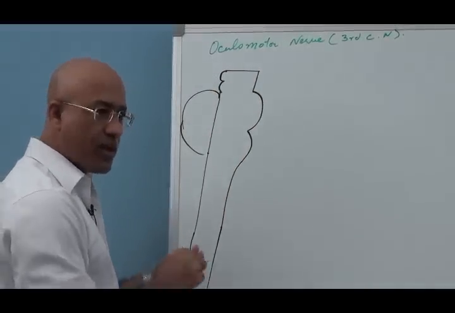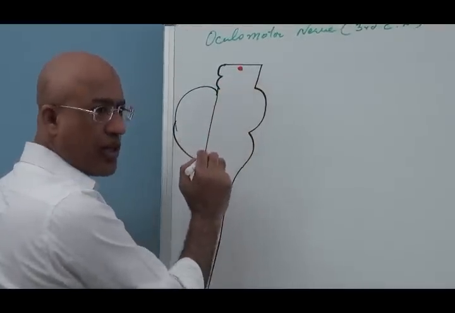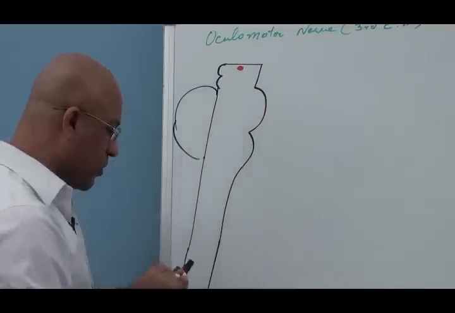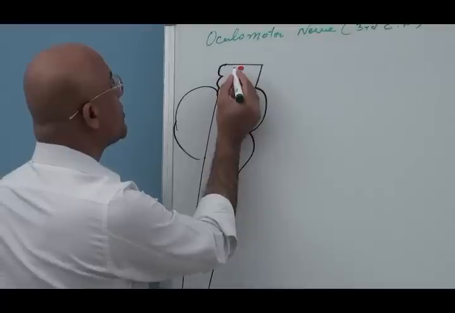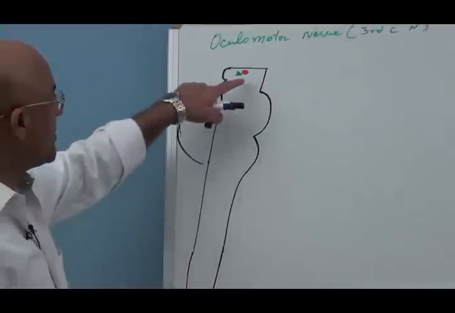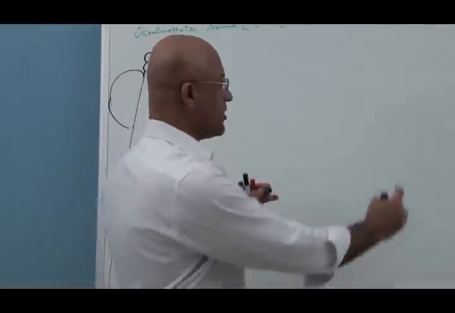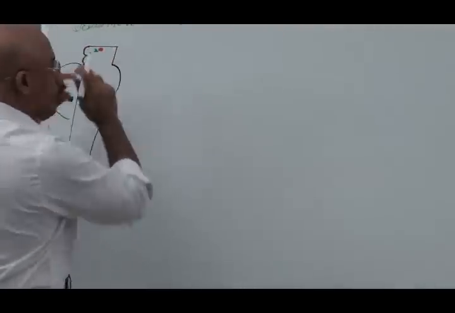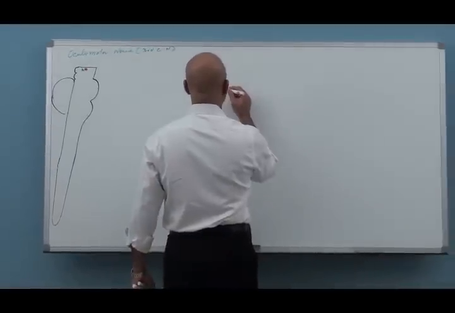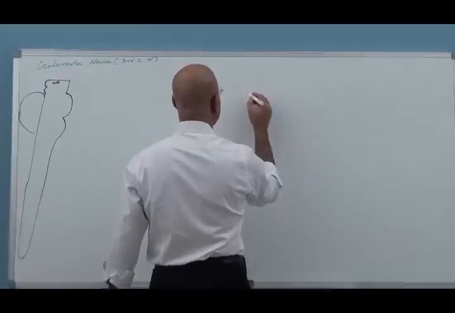At the level of the superior colliculus, it has one nucleus which gives somatomotor fibers, and there is one more nucleus which gives parasympathetic fibers or visceromotor fibers. But I will enlarge the midbrain here. We'll make a diagram, bigger, and I will go into detail of the structure. So let's draw the midbrain as a more prominent structure.